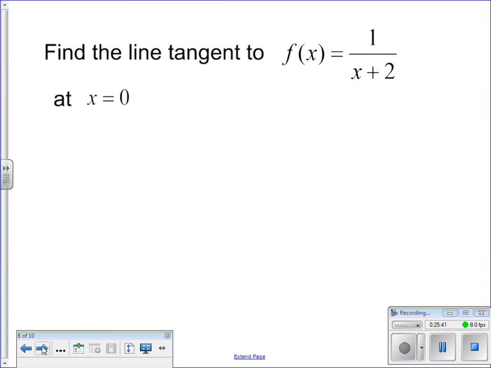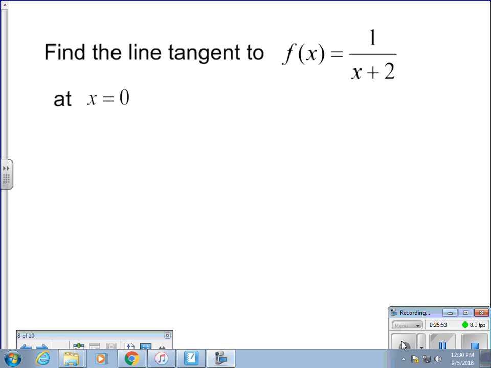Okay, find the tangent line to f of x equals 1 over x plus 2 at x equals 0. Okay, so you're finding the equation of the line. You need 3 things. You need your x coordinate. You need your y coordinate. And you need your slope.